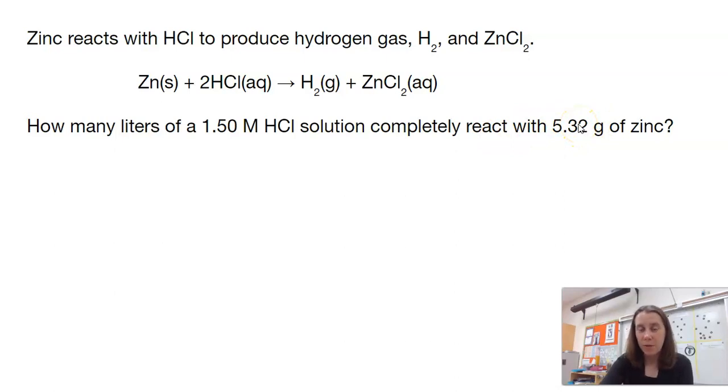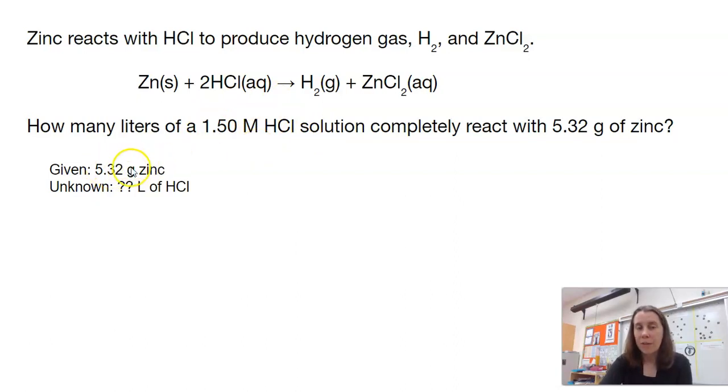One thing that sometimes confuses students is if there's a molarity in your problem, that is a conversion factor. That is not where you're going to start your problem, okay? So the other number we have is 5.32 grams, all right? And what we're trying to find is how many liters of our HCl solution. Okay, so we'll use the molarity to get there. That will be one of our conversion factors.